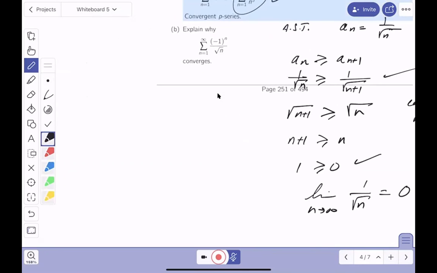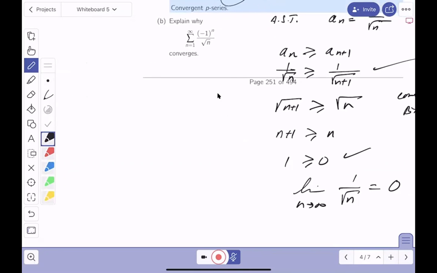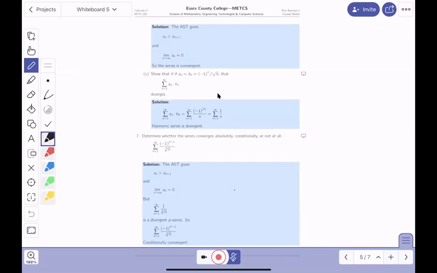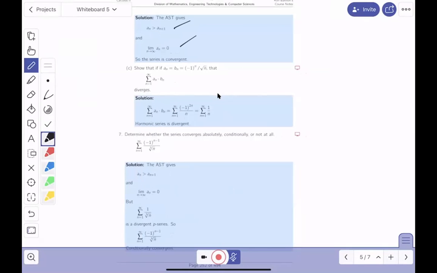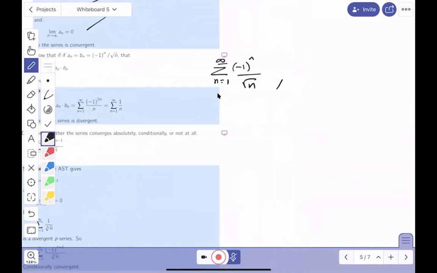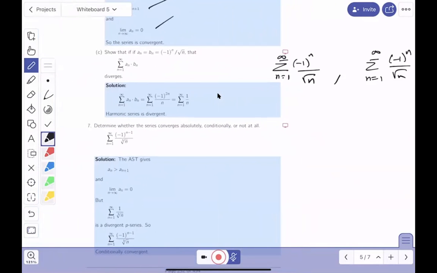Okay. Now, they say explain. Well, explain what? Well, it explains. I know why it explains by the AST. Now, what they say is that, you know, we did this, we did that. Here's what they give. They give me two convergent series, the sum from n equals 1 to infinity of minus 1 to the n over the root n, which we know is convergent. And the other one's an identical series. And what's that going to be? The sum from n equals 1 to infinity of minus 1 to the n over root n. And they say, well, what happens if you multiply their arguments together? That's what they're giving me over here.